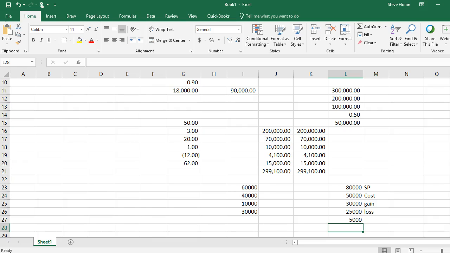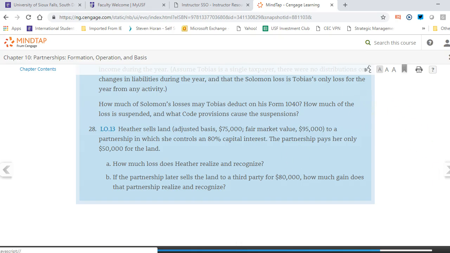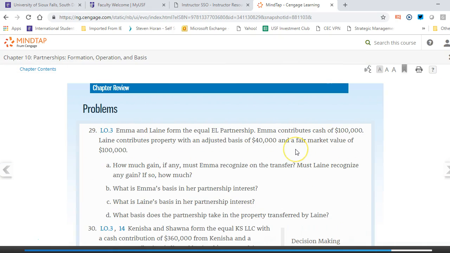Okay, let's go back and do the next question, question 29, next page. So I'm going to do a couple of problems with you too. So I'm going to work on 29 and 30. So the problem 29, Emma and Lane formed the equal EL partnership. Emma contributes cash of 100. Lane contributes property with an adjusted basis of 40 and a fair market value of 100. How much gain, if any, letter A, must Emma recognize on the transfer, and then must Lane recognize any gain? If so, how much?